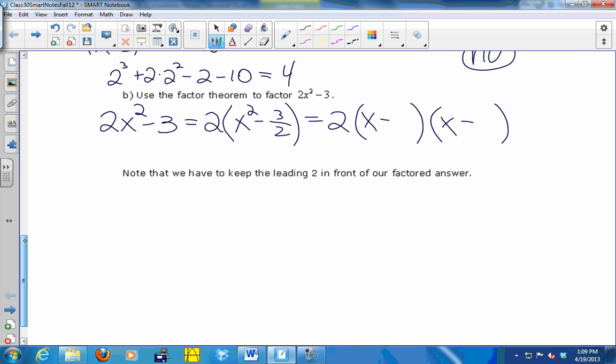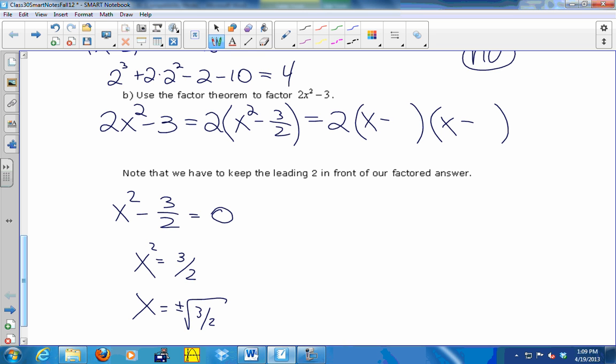Okay, so let's see. I want to set x squared minus 3 halves equal to 0, and I get x squared equals 3 halves. So x is what? Plus or minus the square root of 3 halves. So then I plop those in as the positive square root of 3 halves and the negative square root of 3 halves.